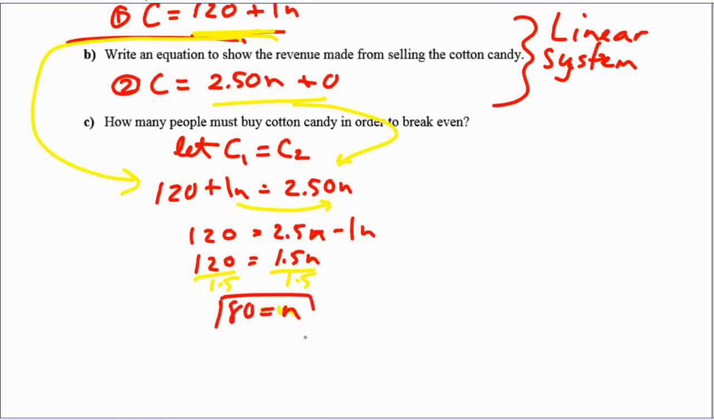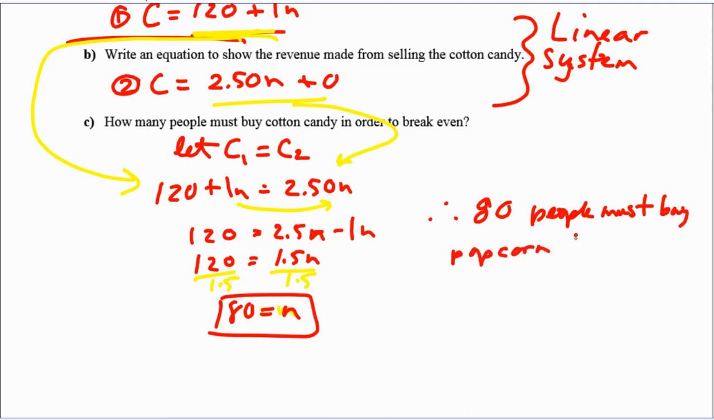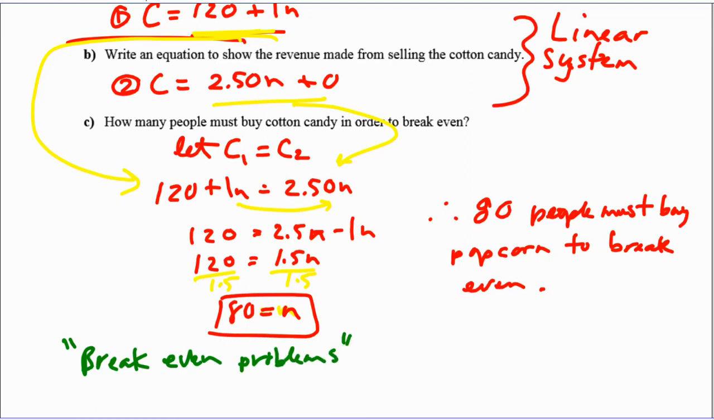80. So what does that mean? That means, therefore, 80 people must buy cotton candy to break even. So that means, now these are called break-even problems. You're going to see these a lot over your time. Break-even problems. When does a company break even with their costs and then finally make that money back?